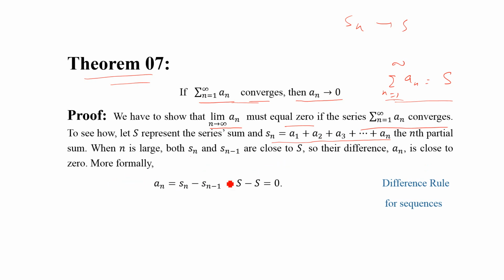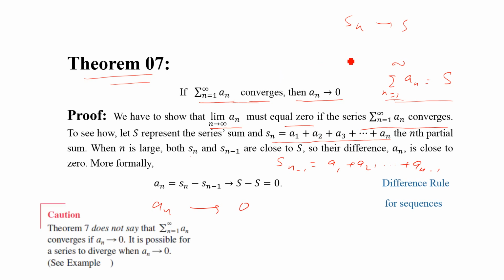So if we have Sn like this, then Sn minus 1 will be a1 plus a2 up till an minus 1. So the difference of these two sums is an. So an is equal to Sn minus Sn minus 1, which approaches S minus S as n is large, and it is equal to 0. So this gives us the conclusion that an approaches 0. And this is what we needed to prove.